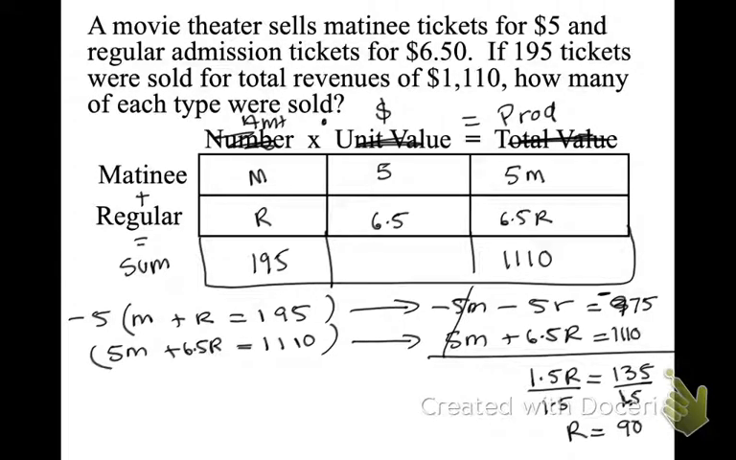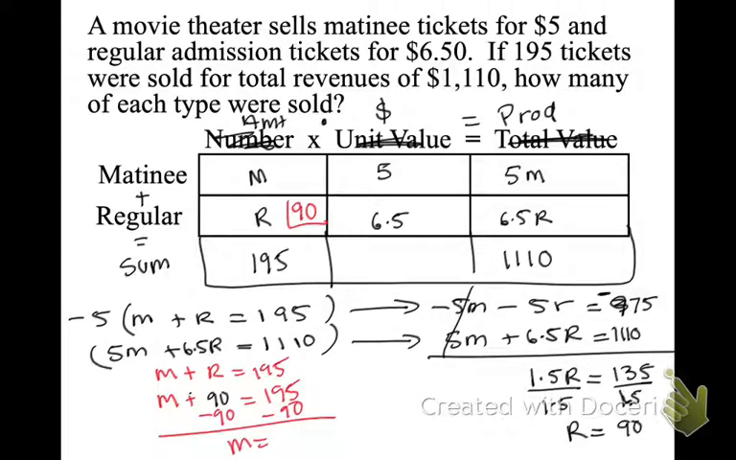So of that, let's go a different color, if M plus R equals 195, and R is equal to 90, so if I'm substituting in 90, I'm subtracting 90. Subtracting 90, and M is equal to 105. So we have 105 matinee and 90 regular seats.